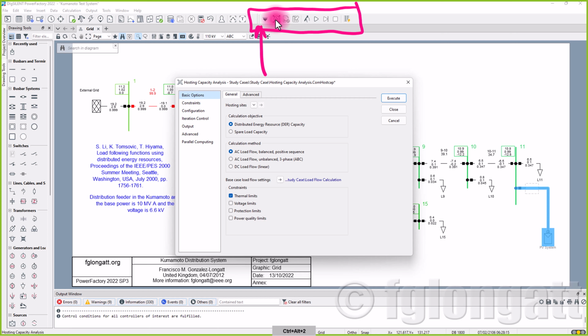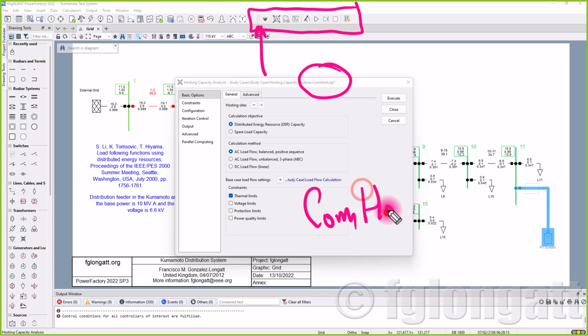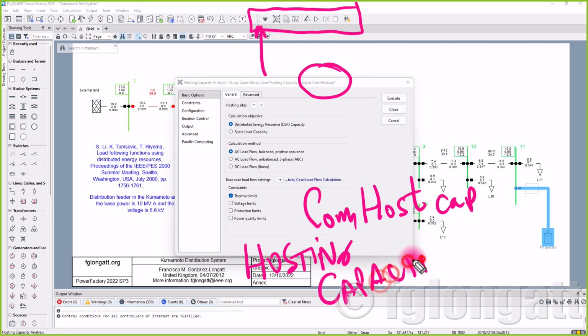And this tool received a very specific name, you can see here the name, and that is the command for hosting capacity. Hosting capacity is a very interesting concept. Hosting capacity allows you to calculate the maximum integration of distributed energy resources in your system.